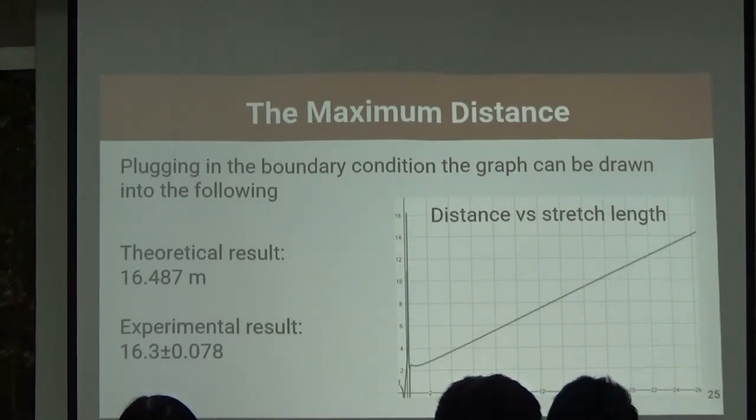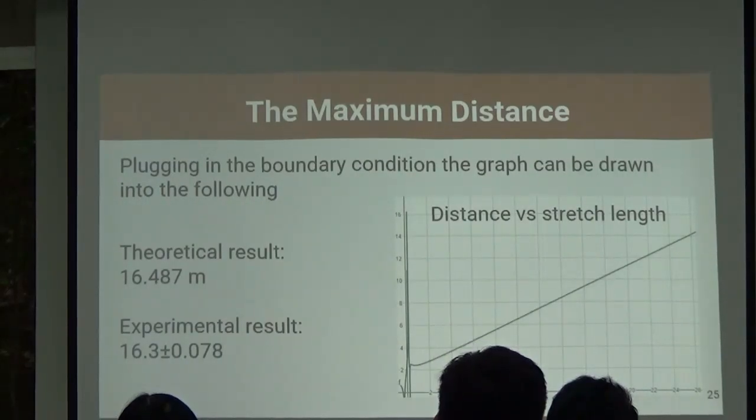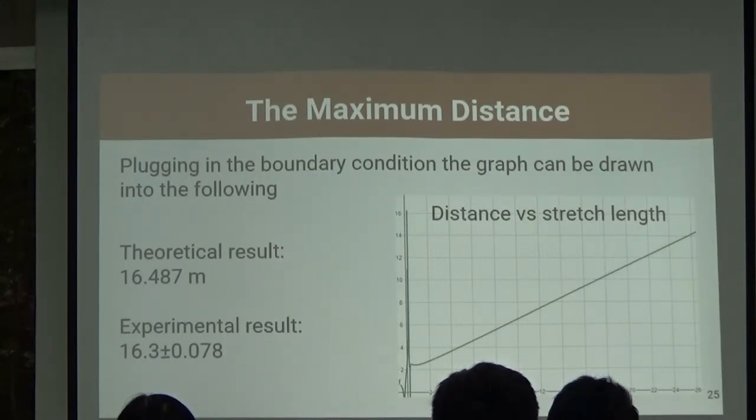So in order to maximize this distance, we need to plug in the boundary condition, which we all know: the elongation length plus the stretching length should be below the boundary condition that we established in the former preliminary experiment. So we substitute into the equation and get this graph, where we found that a stretch of approximately 1.2 will be the maximum initial velocity or energy transfer we can reach. And this result will be 16.487 meters.